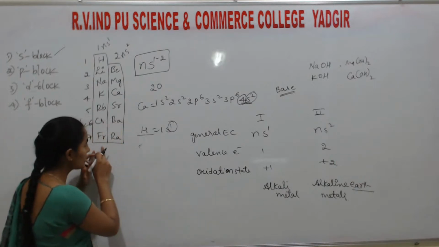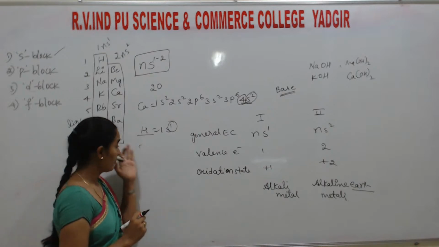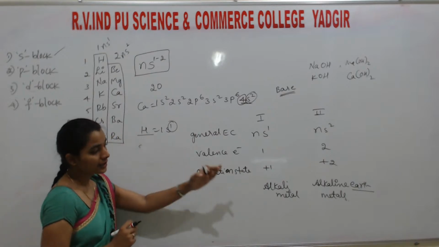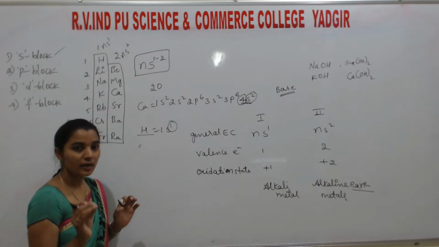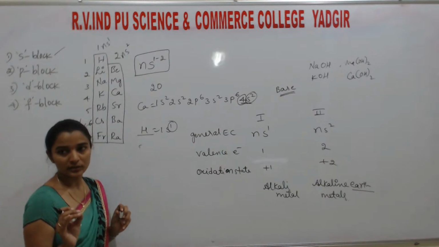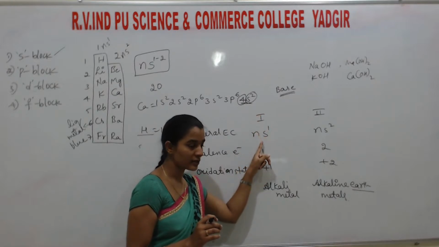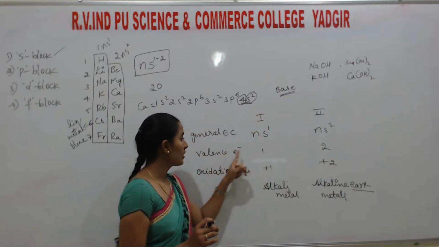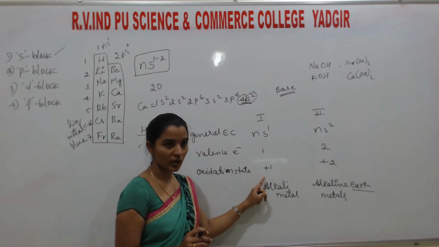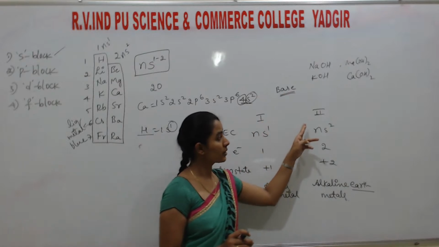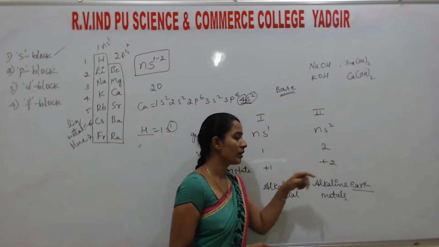First group elements are called alkali metals. Second group elements are called alkaline earth metals. The reason is because they form strong bases. Understand? And next, the general electronic configuration of the first group is ns1, its valence electron is 1 and its oxidation state is +1. The general electronic configuration of the second group is ns2, its valence electron is 2 and its oxidation state is +2.